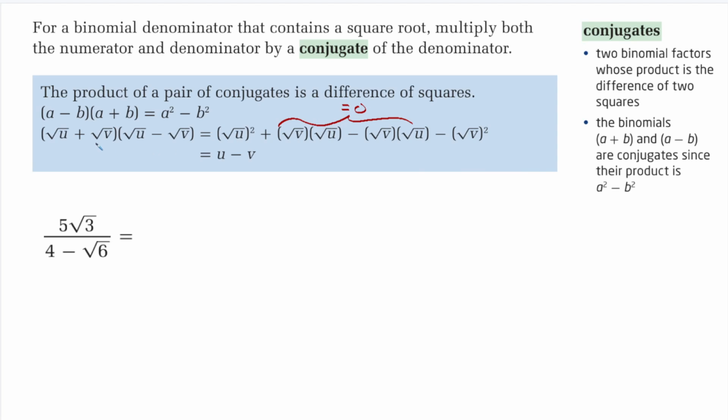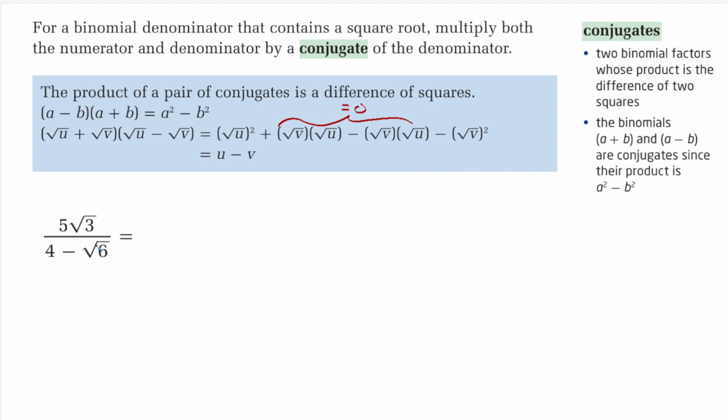And then last but not least, we're going to multiply root v by minus root v, and that gives us minus root v squared, which is just minus v. Okay, so it's a different setup, but it's still just a difference of squares. And these two things, root u plus root v and root u minus root v, are called the conjugates of each other.